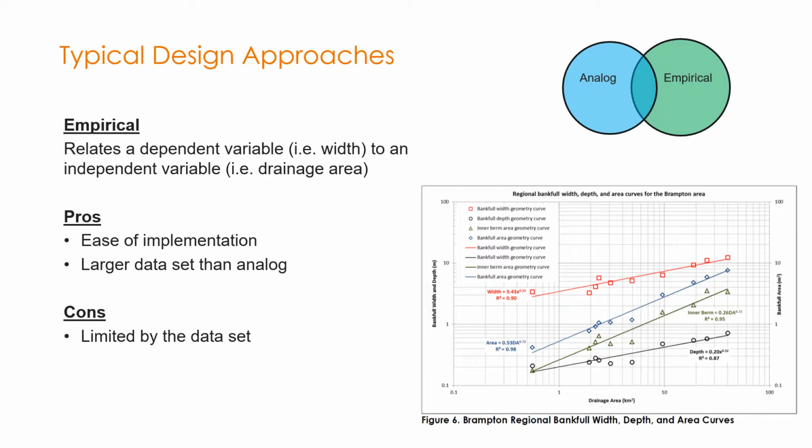The cons with this is that you're generally limited by your data set. So if you've got a reference curve that's based in one physiographic setting and you're working in another one, because you're working in a different physiographic setting, the reference conditions may not apply.